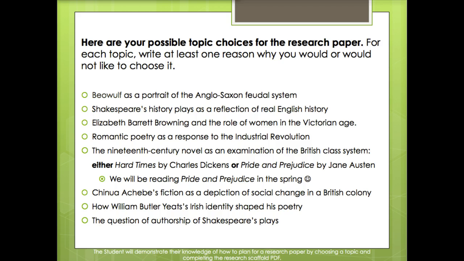Chinua Achebe's fiction as depiction of social change in the British colony. How William Butler Yeats' Irish identity shaped his poetry. Or you can talk about the question of authorship in Shakespeare's plays. Now remember, these are just topics. You will need to come up with the actual question that you are trying to solve in your research paper.